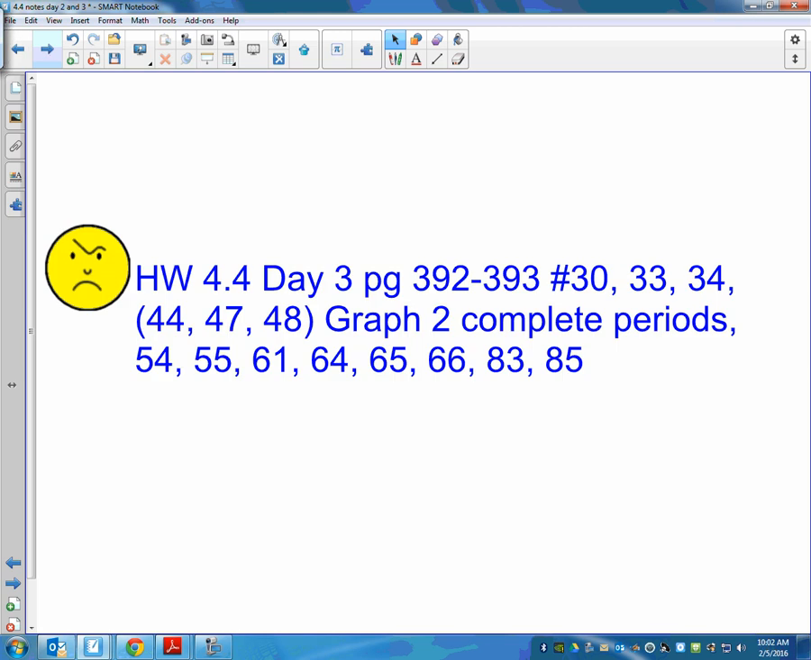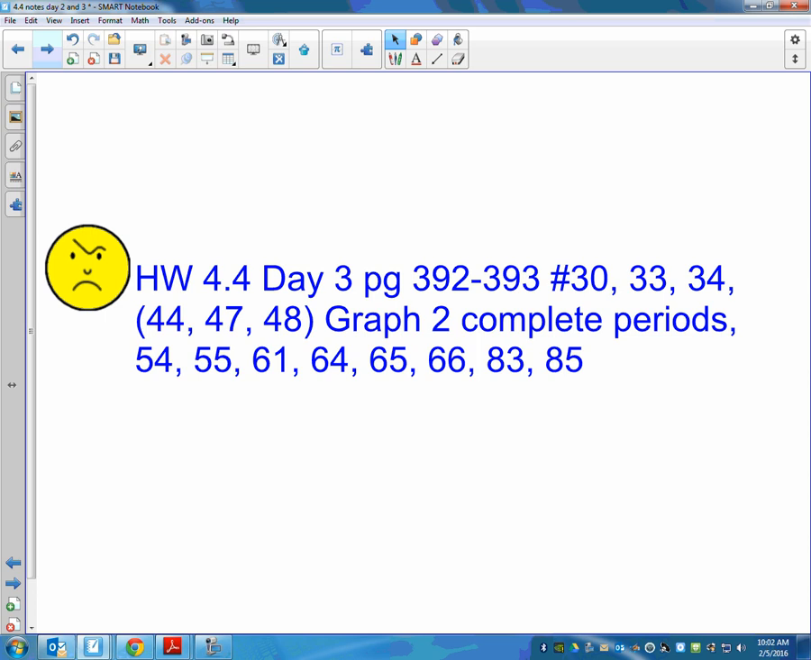Let me think through it. It looks like a lot. It's really a lot of writing here. 30, 33, and 34, I think those are the ones where you're looking at the graph and setting the window like we just did, so that's not so bad. And then 44, 47, and 48. I don't care what the directions say on those, which is why I wrote my own directions. I want you to graph 2 complete periods. So 44, 47, and 48, I want to see 2 complete periods graphed.